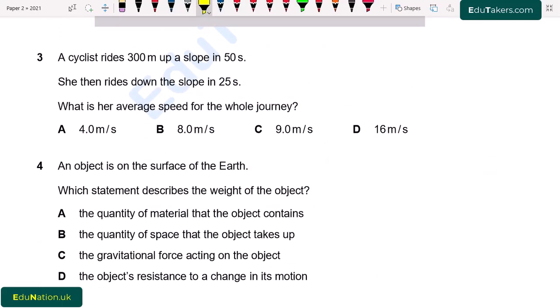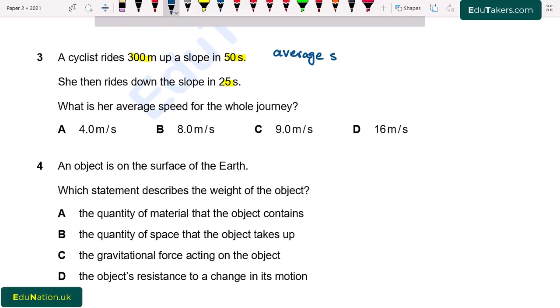Question number 3. A cyclist rides 300 meter up a slope in 50 seconds. She then rides down the slope in 25 seconds. What is her average speed for the whole journey? So here we have to find out the average speed. Average speed is basically the total distance divided by total time.